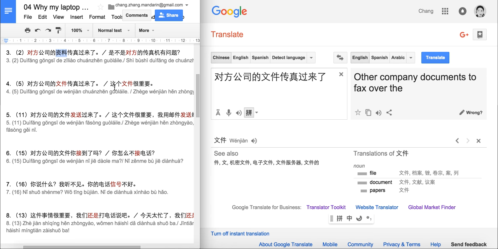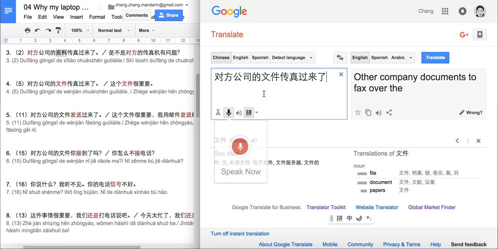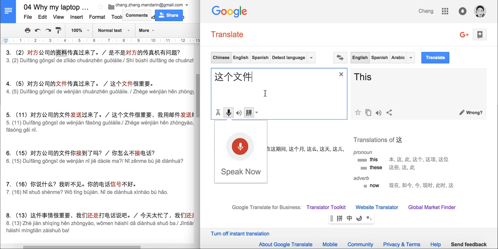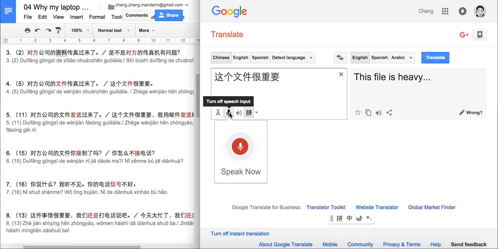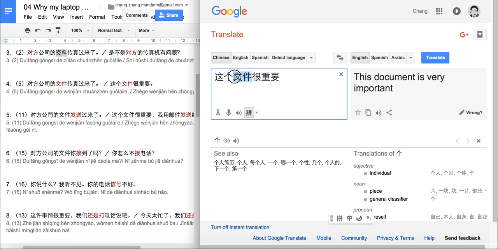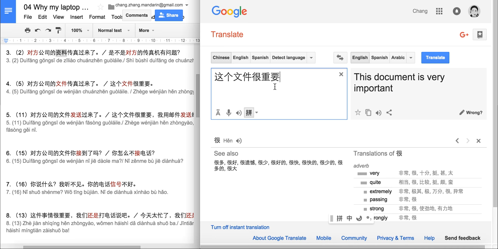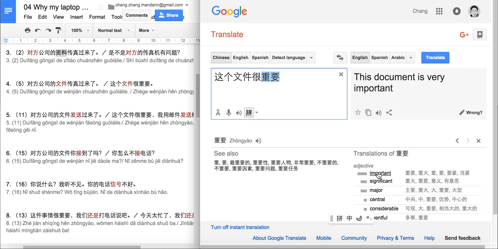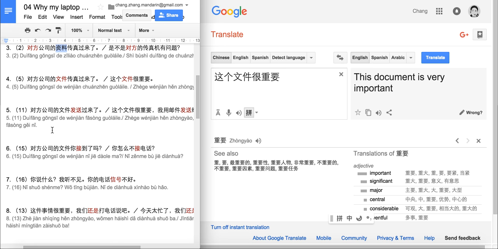Next one. Very simple, but a very useful sentence. 这个文件很重要. This, and the 个 is the measure word for the document. 很 very, 重要 important. Okay, so this document is very important. Make sure it's in good hands.